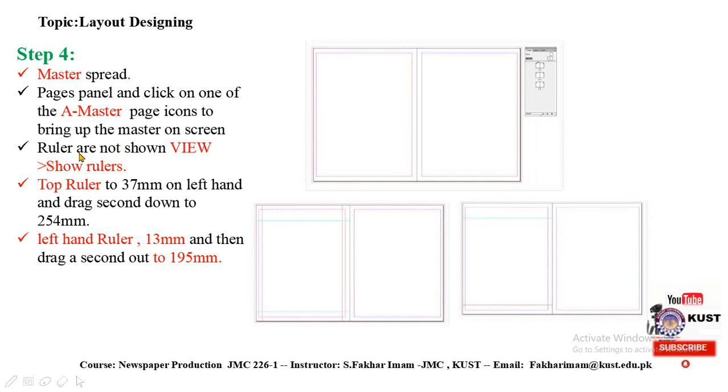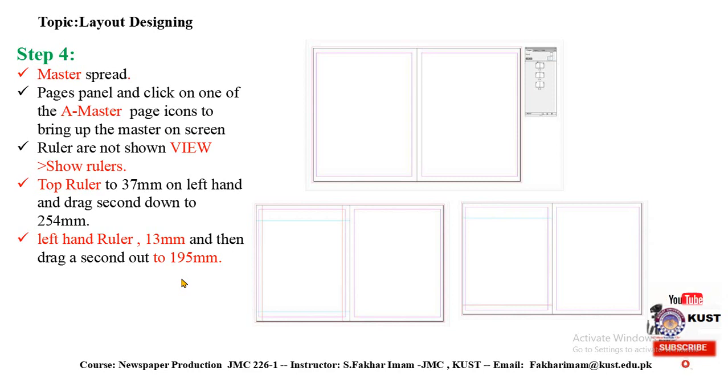If the rulers are not shown by default, go to view, show ruler. Drag a guide down from top ruler to 37 mm, allowing it to sit on left hand page. Drag a second guide down to 254 mm. From the left hand ruler, drag vertical guide out to 13 mm and then drag second out to 195 mm. These guides will form the top, bottom and outer edges of your column of text.